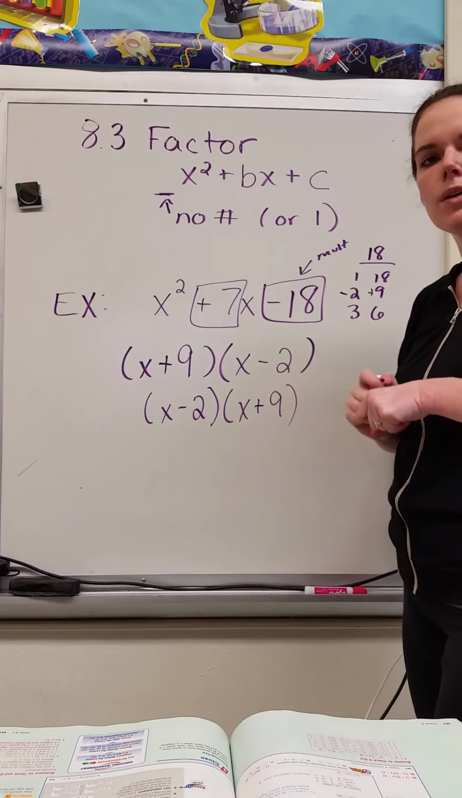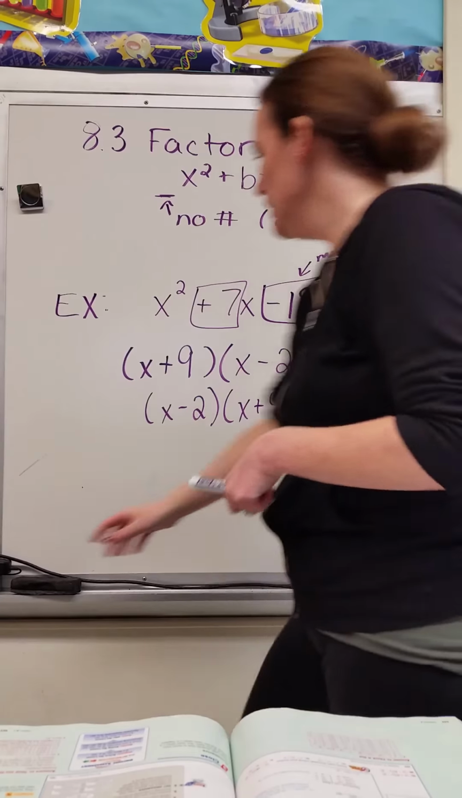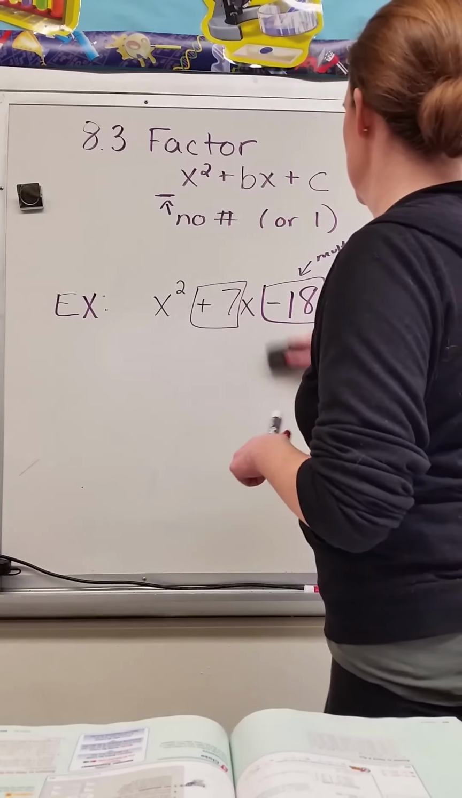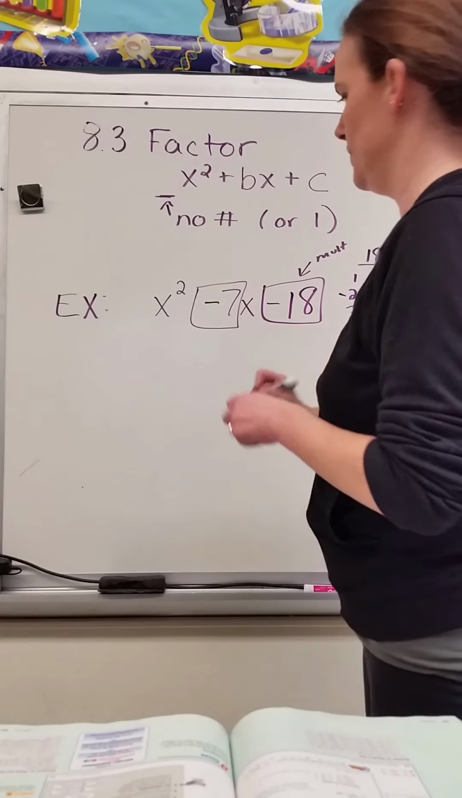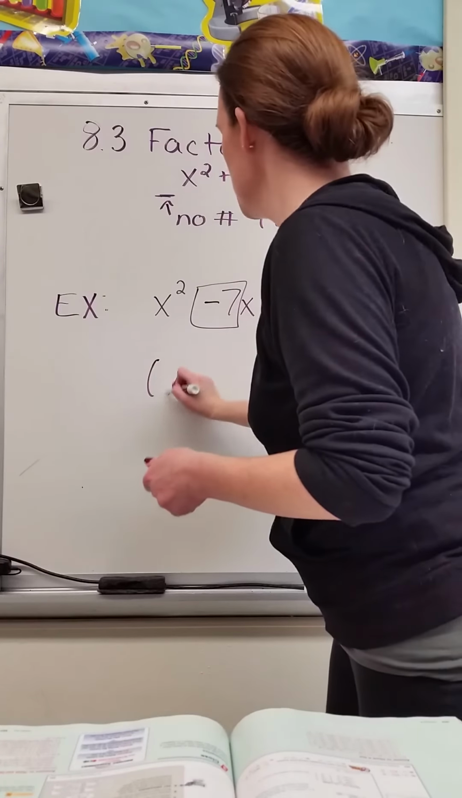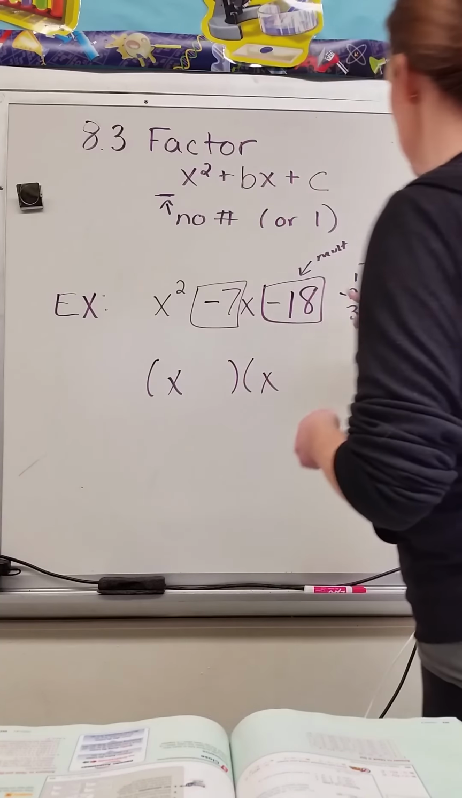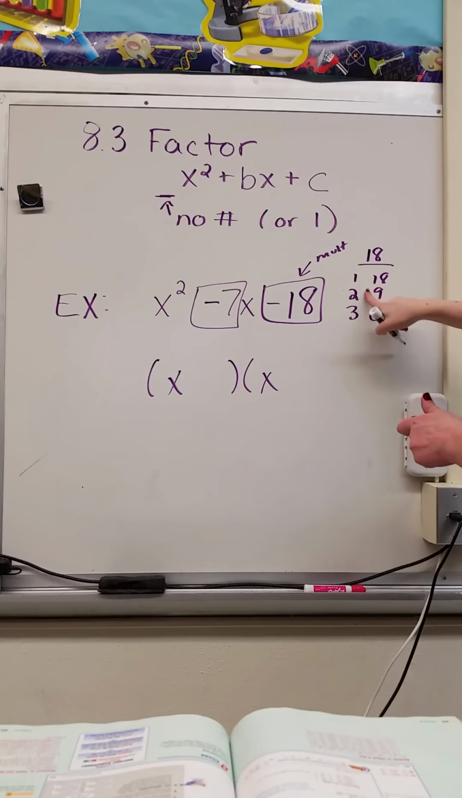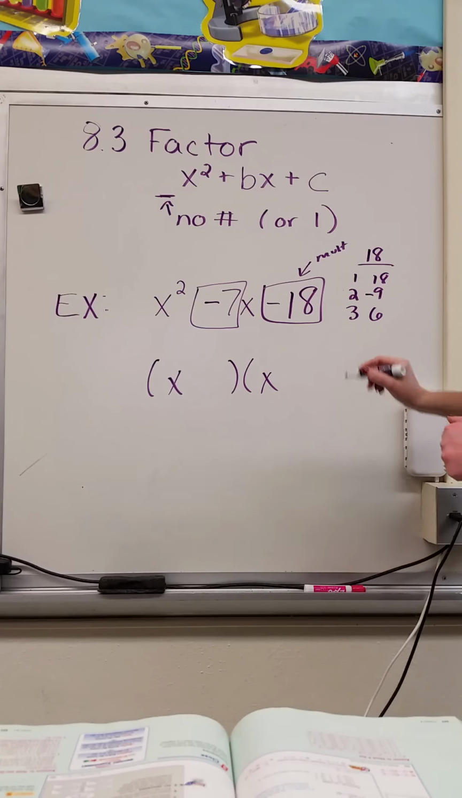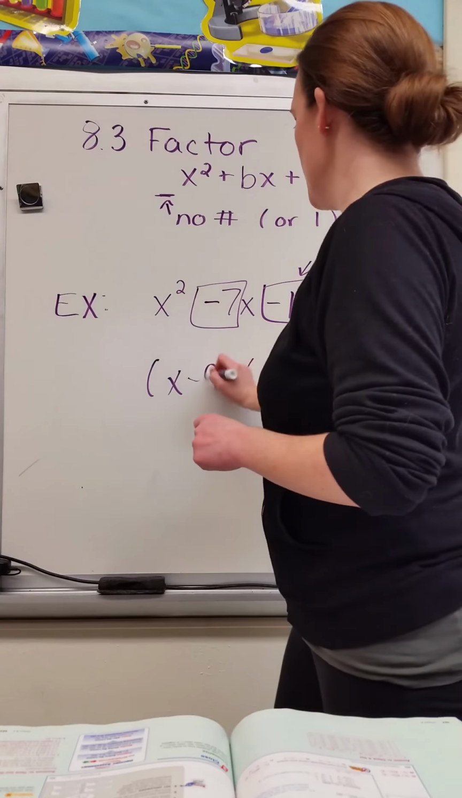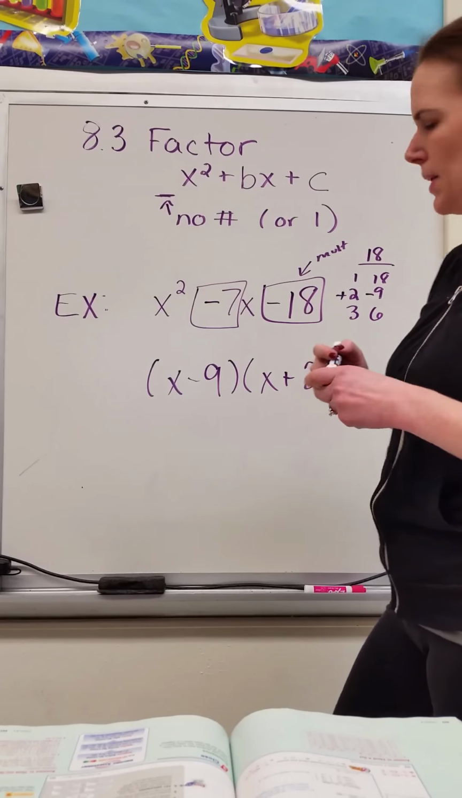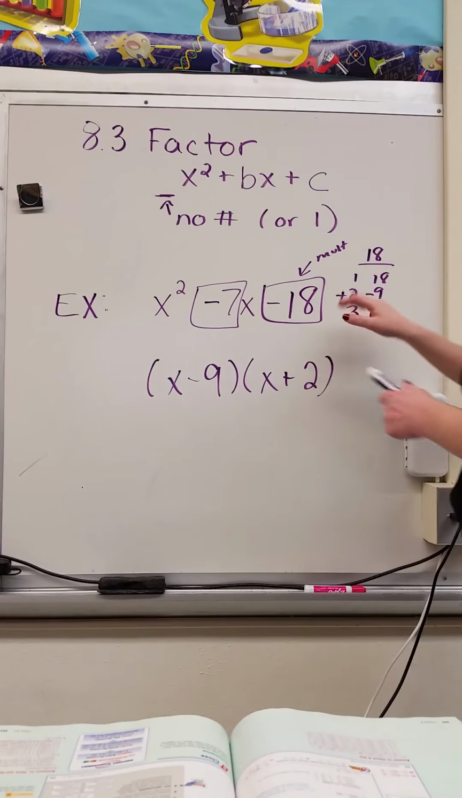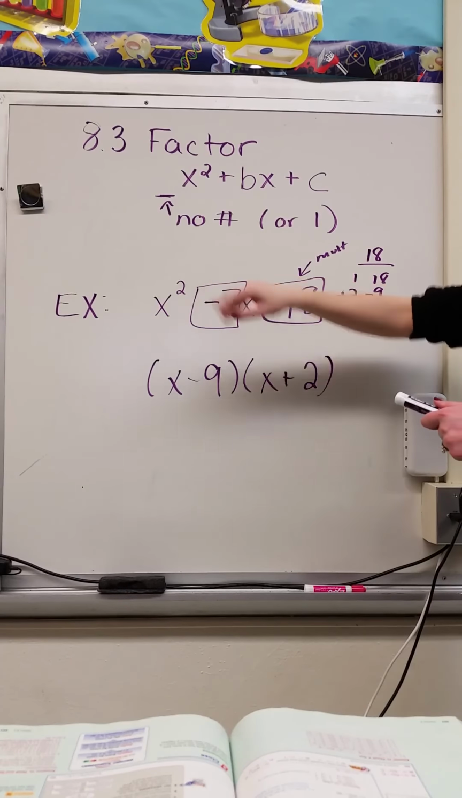If this problem were written differently, if say this happened to be a minus 7, well then that's going to change these signs because now we're going to want the 9 to be the negative one and the 2 to be the positive one. That way when we add them, we get minus 7. But either way, the process is always just finding numbers that multiply to be this, add to be that.